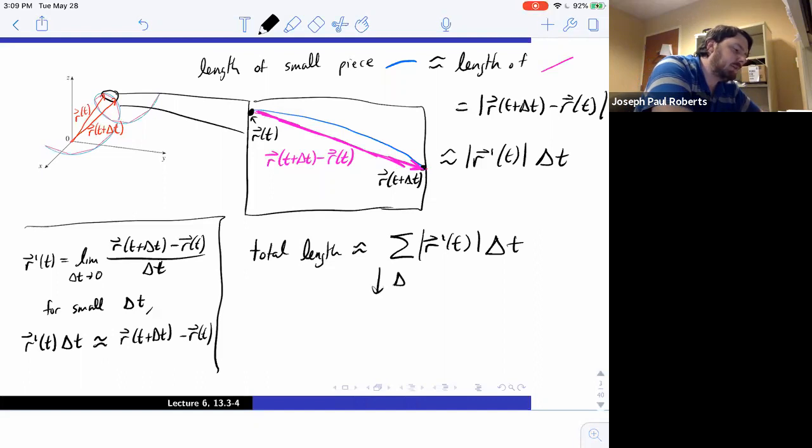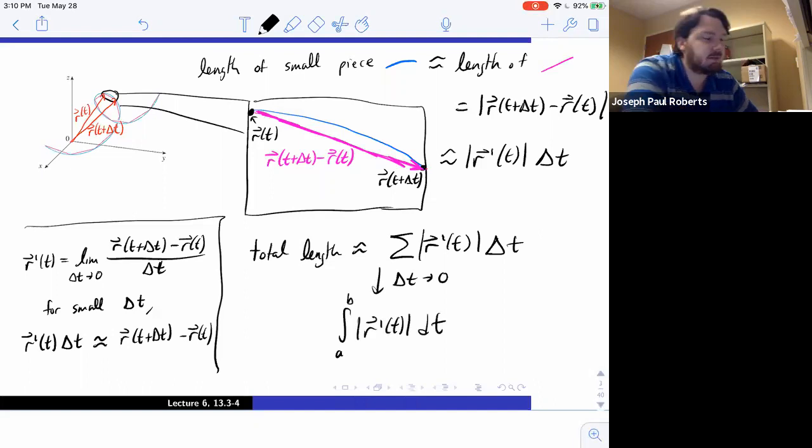And so now when you take the limit as delta t goes to 0, this is going to end up being the integral of length of r prime of t dt. This Riemann sum, as you take the limit as the width of these subintervals goes to 0, that's what a definite integral is, the limit of Riemann sums. And so that's our arc length formula.